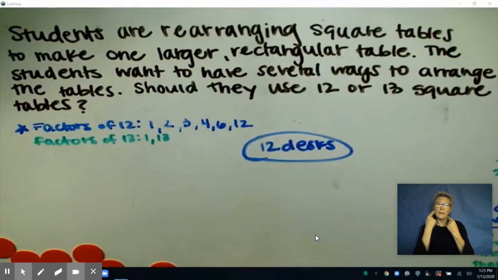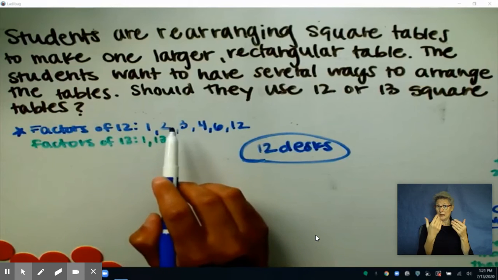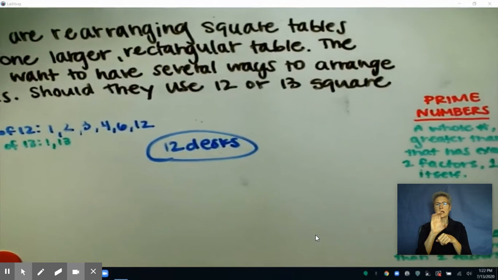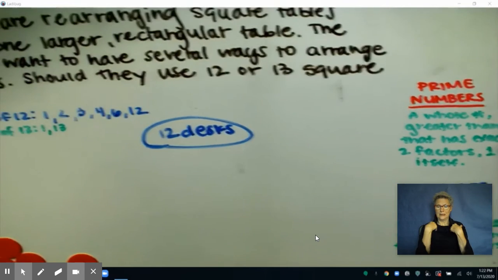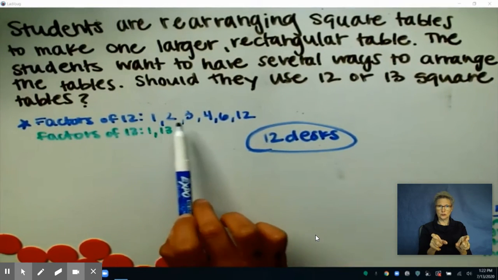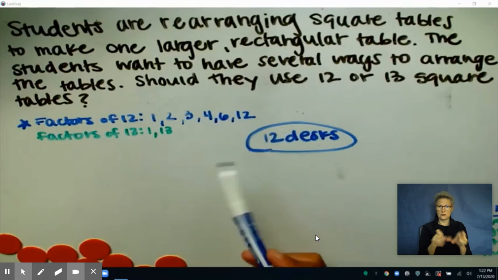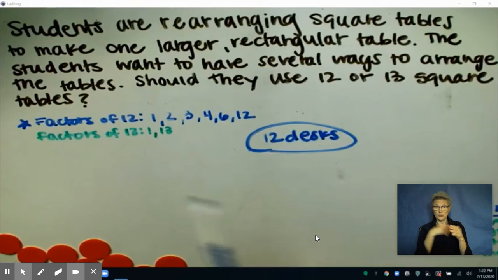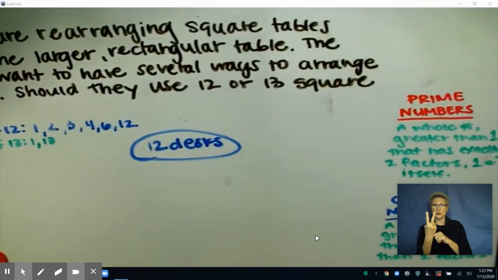Now let's think about these numbers a little bit more. I'm noticing that 12 has a lot of different factors, right? That makes 12 a composite number. A composite number is a whole number greater than 1 that has more than 2 factors. As I look at the number 12, I definitely see more than 2 factors here. So that makes this a composite number, and that's what allows us to arrange these 12 desks in a lot of different configurations. The number 13 only has 2 factors, 1 and 13.